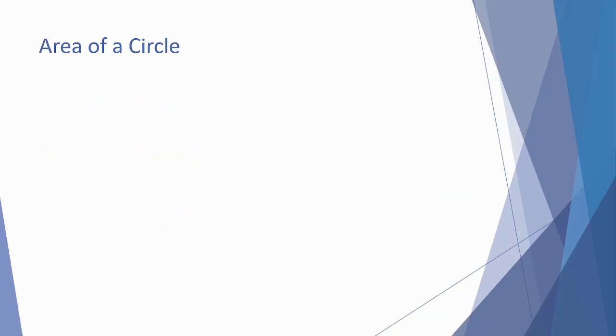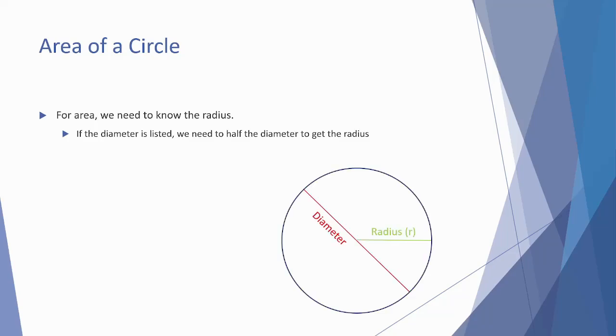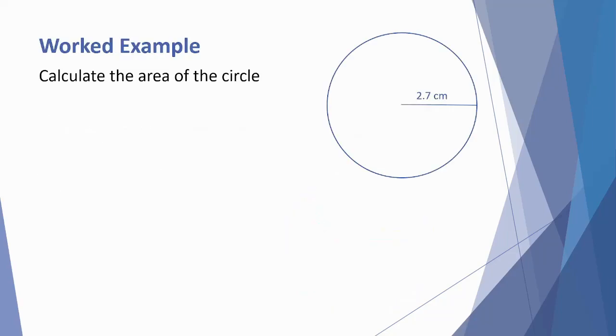So with the area of the circle, from our equation before, we need to know the radius. But if we have the diameter, we need to halve that to get the radius, because we remember that the diameter is twice the length of the radius. So we need the radius, so we just halve that diameter. And then we put it into the equation that we had before, which was pi r squared. So let's look at this worked example.